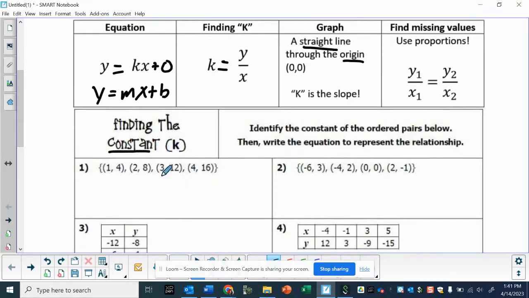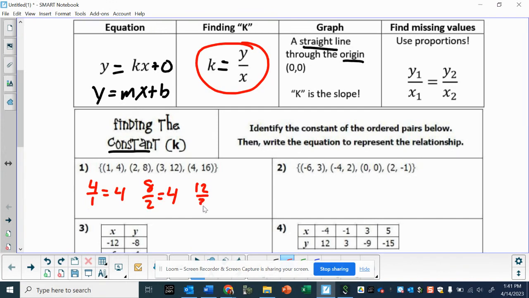To find the constant, our constant is y divided by x. So we can check our ordered pairs and do 4 divided by 1 equals 4. 8 divided by 2 equals 4. 12 divided by 3 equals 4. And 16 divided by 4 equals 4. So k, our constant, is equal to 4.